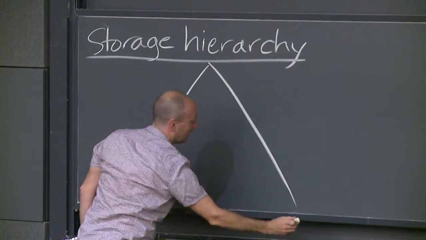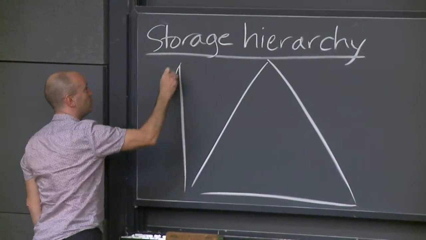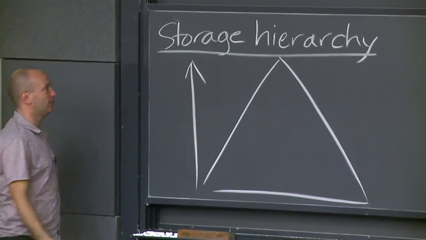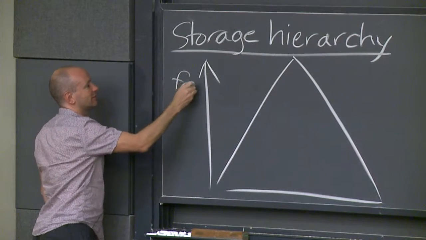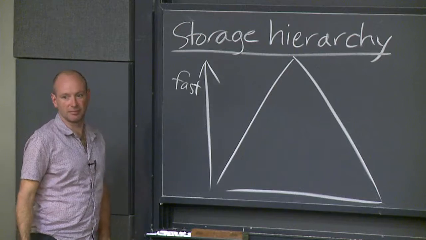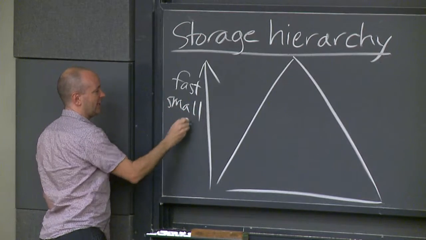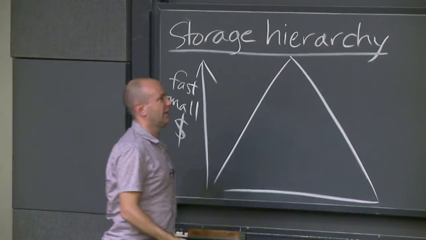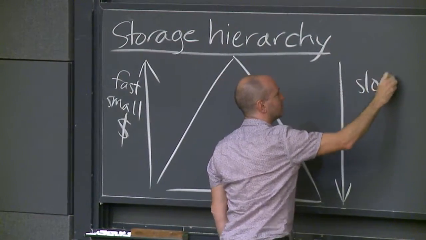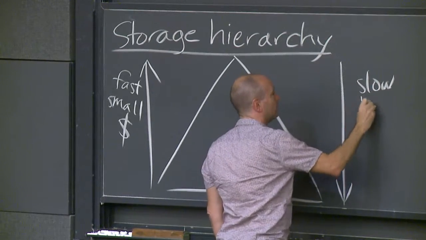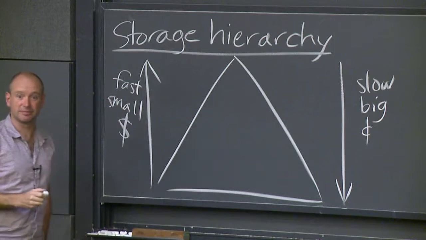So the storage hierarchy is drawn like this pyramid. And we have two directions that you can think about. As we go up the pyramid, things get faster, and they get smaller, and they get super expensive. And as you go down the pyramid, things get slower, but they also get bigger, and they get very inexpensive.